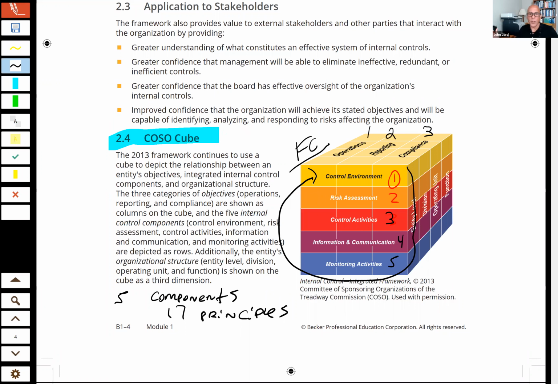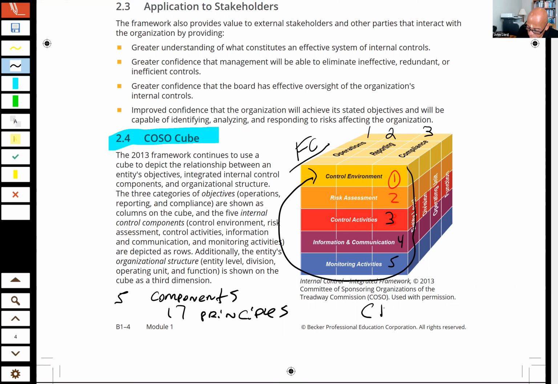We then have what? Information and communication, so that the rest of the organization understands what their responsibilities are for achieving these objectives as it relates to the specific control activities. And then we monitor to see that indeed those control activities are helping us achieve the objectives, and we come back up. So it is continuous improvement.